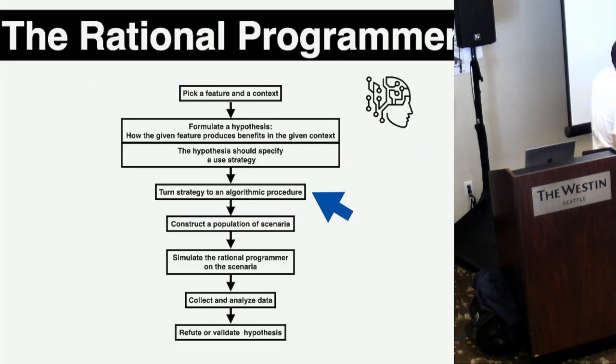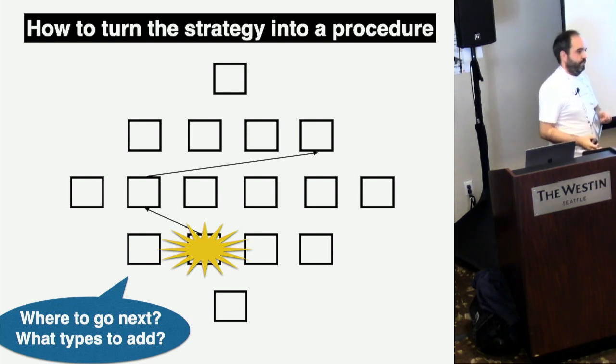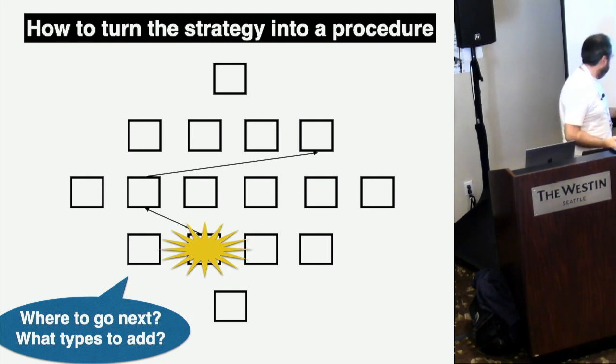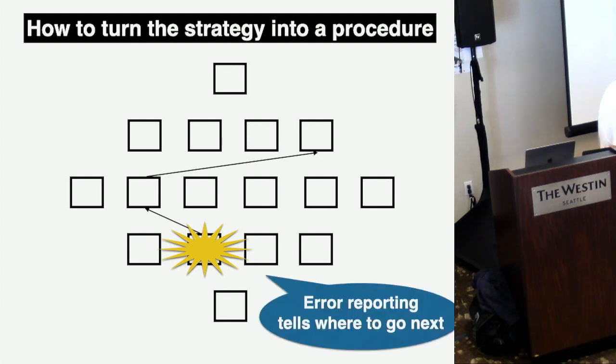Okay, cool. So now that we have our population down, we can talk about the strategy. In order to turn the strategy into a procedure, we need to do two things. Starting from a debugging scenario, we have to decide where to go next, and we have to decide what types to add. We already talked about how difficult the type situation is. It turns out that of the two, the types are actually the most difficult.